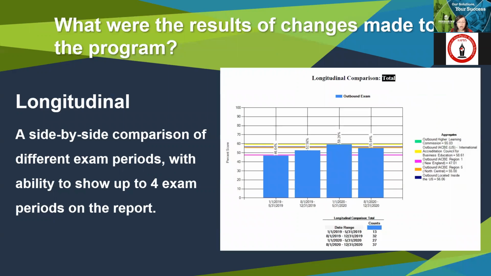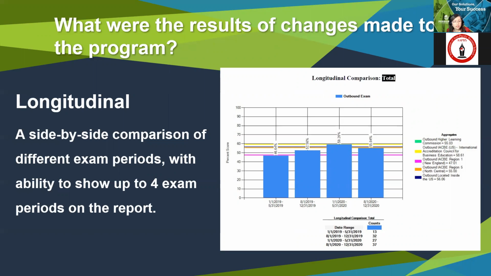So here's the next question. What were the results of changes made to the program? Is there a correlation between program change and assessment data trends? So essentially, we are talking about the closing the loop concept, right? Although generally changes made to a program produce a positive result, that cannot be assumed. After you make a change, you will need to measure the impact.